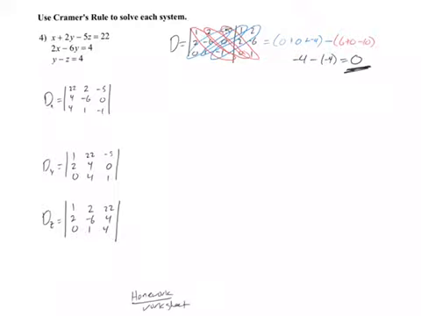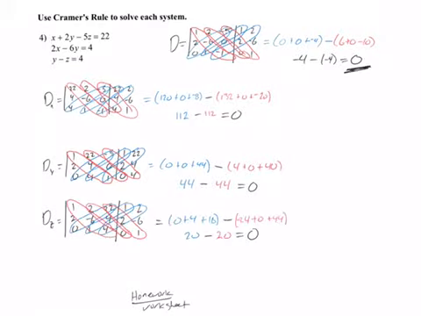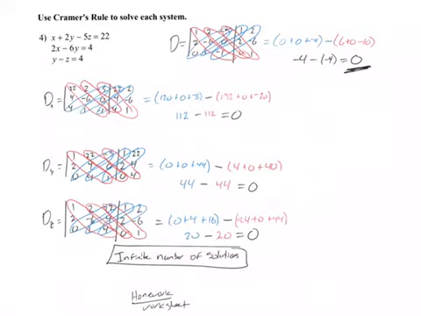So I'm going to go ahead and start calculating these, and I'll let you catch up once I get there. I calculated the first one and got 0, which means I need to calculate the next one. Again I got 0, so I need to go to the third one. I got 0 on this one as well. Since all three of these came out to be 0, and the denominator is 0, I'm going to say infinite number of solutions.